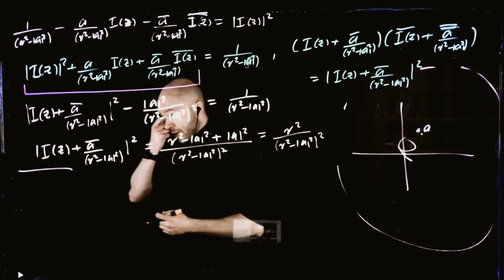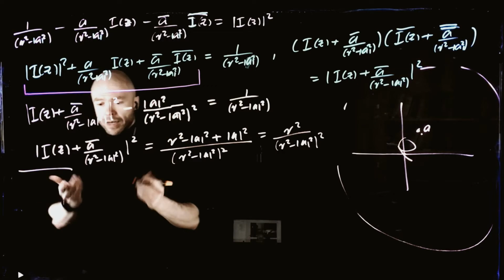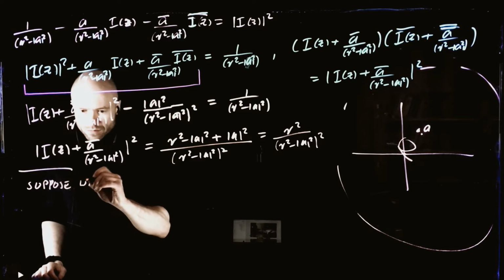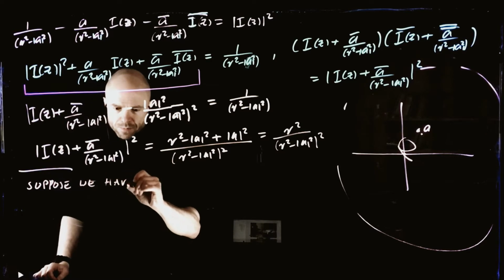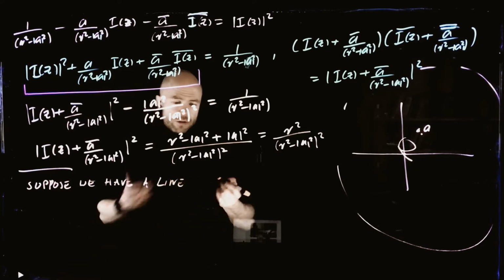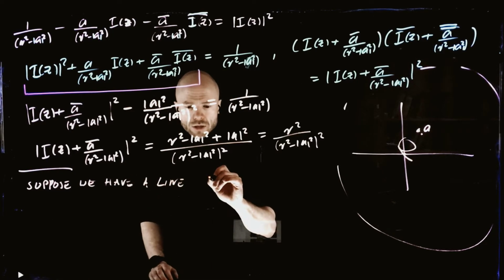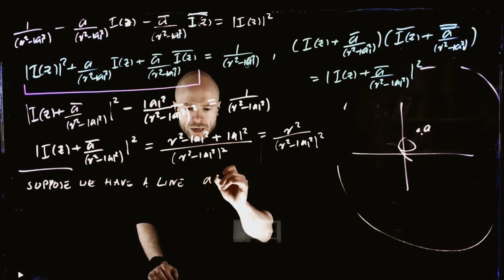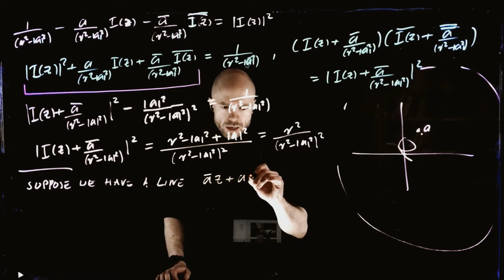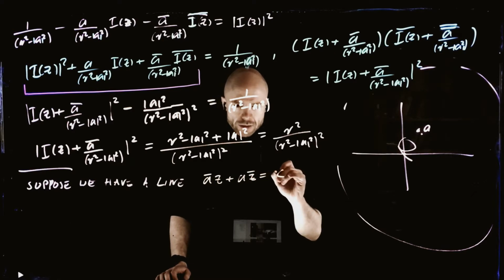Okay, so the final case to check is when we have a line. So suppose we have a line. And we've now learned that we can describe a line as A complex conjugate Z plus A Z complex conjugate is equal to some constant like this. That's what we've learned.